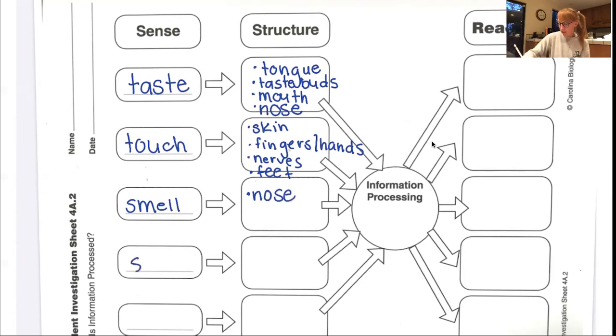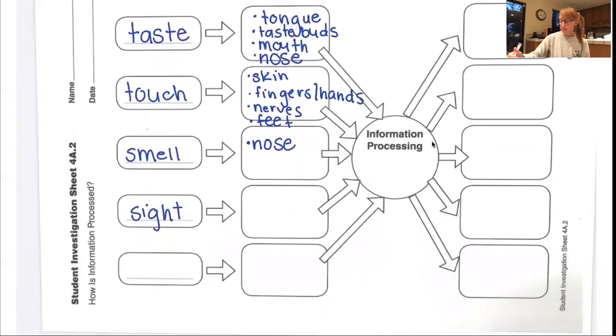Sight. Only our eyes help us process sight. And hearing. And that's only with our ears.